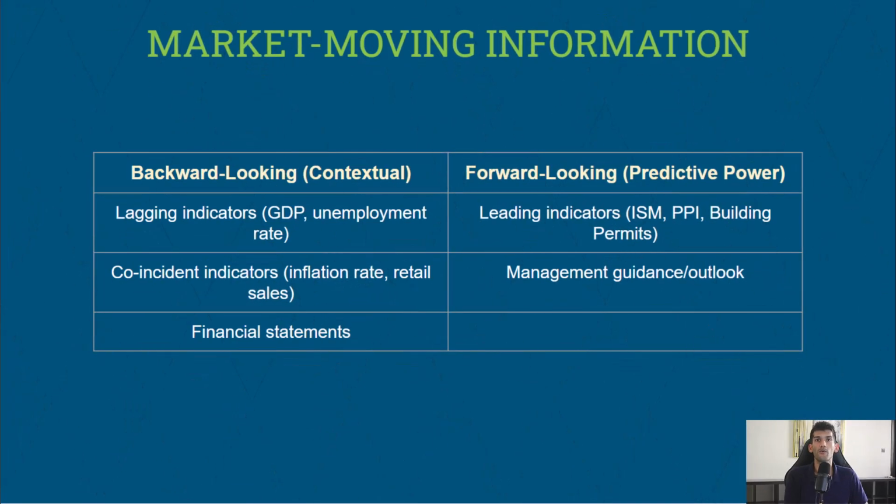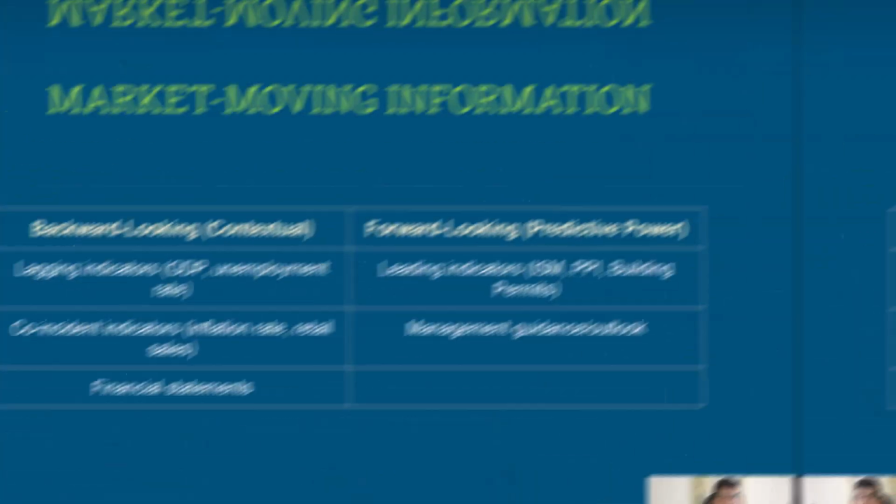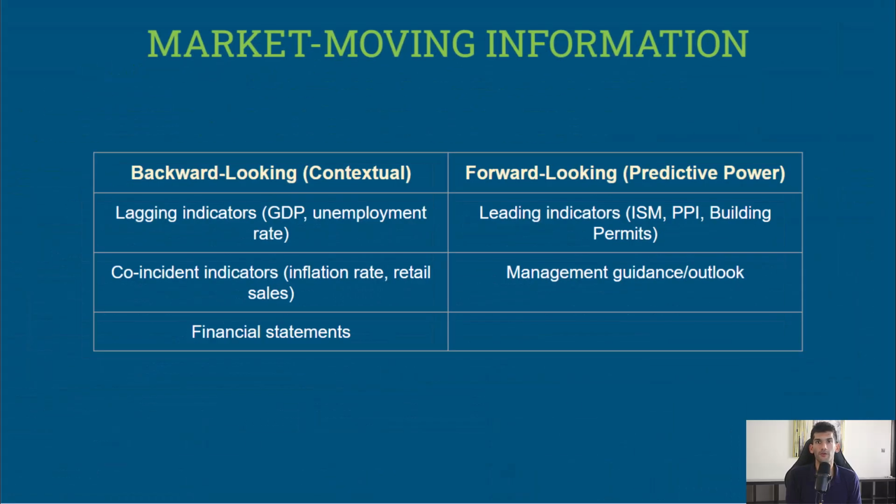As traders, we're always trying to predict the next 3 to 6 to 12 months and then position ourselves accordingly. In terms of forward-looking information, we focus a lot on leading indicators like the ISM survey, the producer price indices, building permits, and so on and so forth.